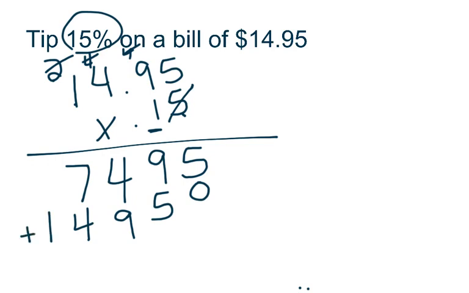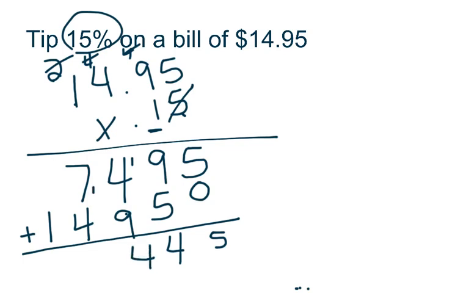Now I'm going to go ahead and add this. I have 5 plus 0 is 5. Then I have, I always do tens first. So 9 plus 5 is 14. Carry the 1. And now I have 8 plus 4, which is 12. Carry the 1, 2. So look at my number. But don't forget, I have 1, 2, 3, 4 numbers after the decimal. So 1, 2, 3, 4.